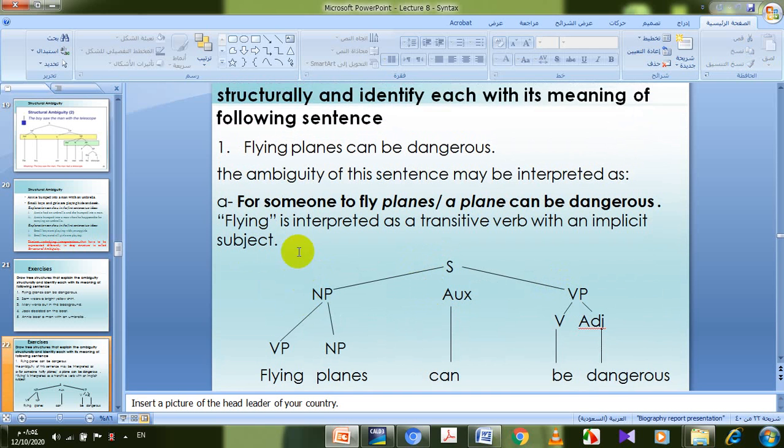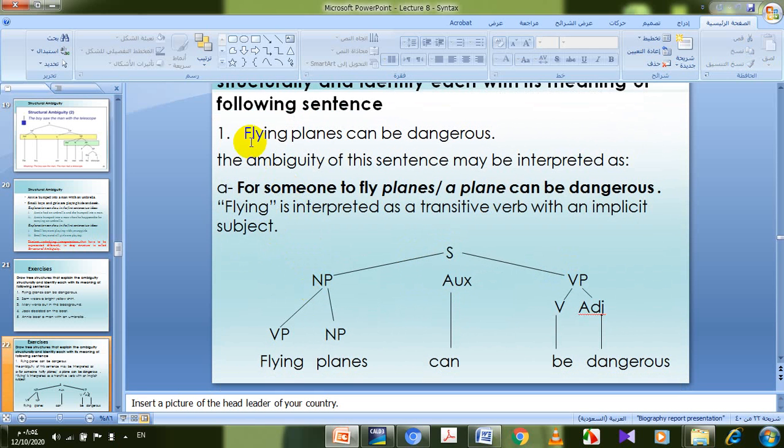Subject, noun phrase, verb phrase. If it is an adjective, flying planes, we have a noun with an adjective. So we have a noun phrase, which is subdivided into an adjective, flying, and a noun, planes. In the other reading, flying is a verb phrase and planes is a noun phrase.